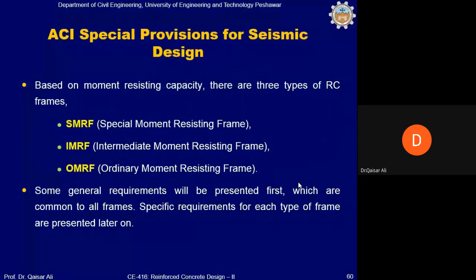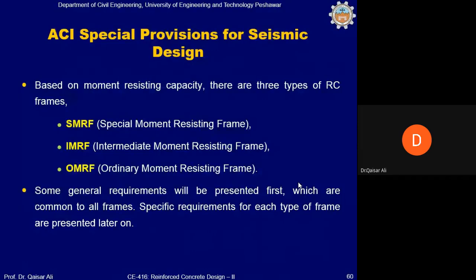The code has basically divided reinforced concrete frames into 3 types, based on what? Based on their moment resisting capacity. By this we mean the moment resisting capacity of the beam column joints, because the earthquake loading will produce additional bending moments at the beam column joints, not at the midspan of the beams or columns. So when we say that the moment resisting capacity of a frame is good or bad, we mean that of the beam column joints.